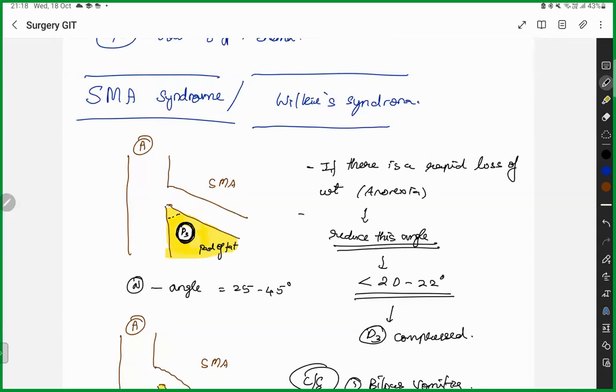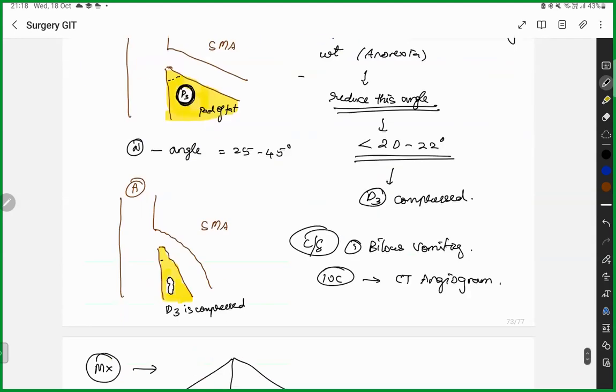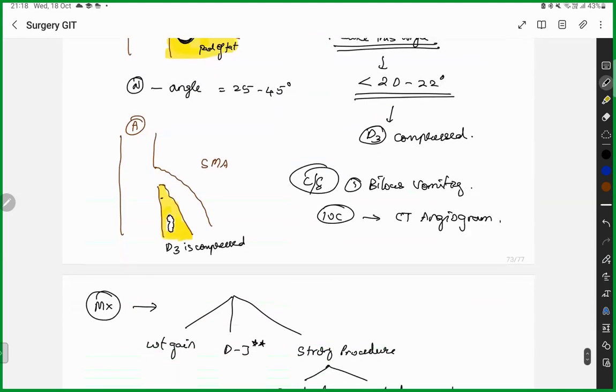What happens is the angle has been reduced. When the angle between your superior mesenteric artery and your aorta is reduced to less than 20 degrees, where the normal angle is 25 to 45 degrees, or less than 20 to 22 degrees, it causes compression of D3. When there is compression of D3, there is bilious vomiting. So how do you diagnose this? By using CT angiogram.